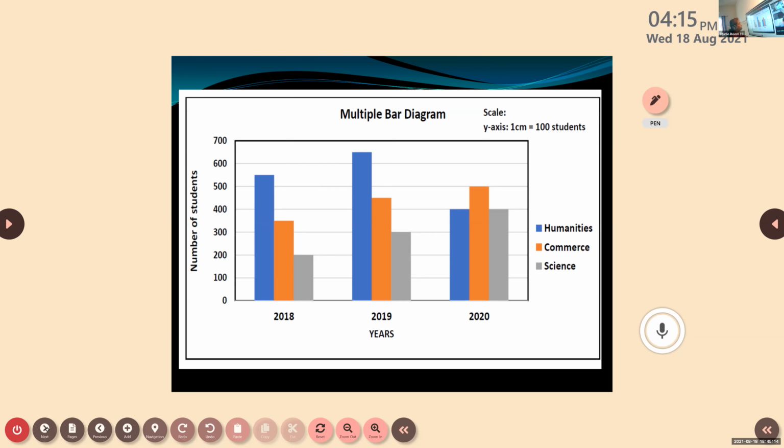One more thing. Whenever you are drawing a graph, this is very important. Scale should be given. You have to write the unit or scale that you are using. That is, 1 centimeter is equal to 100 students.